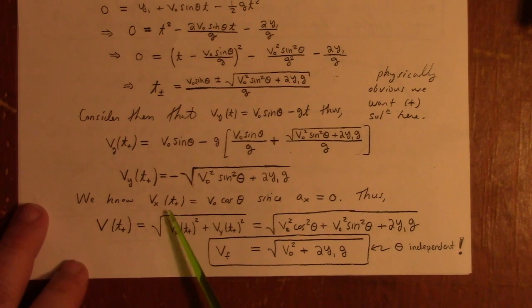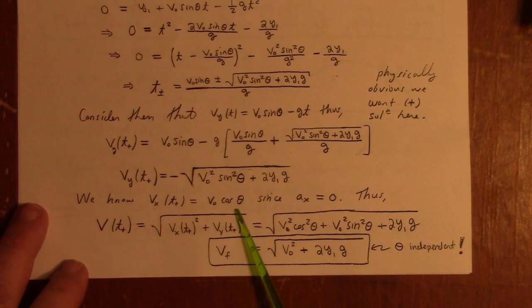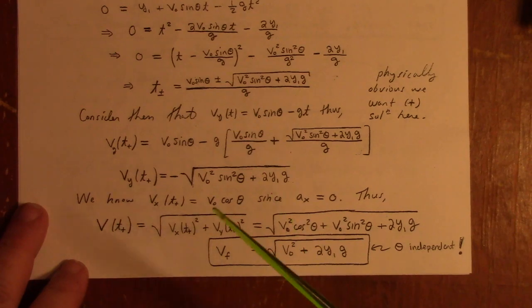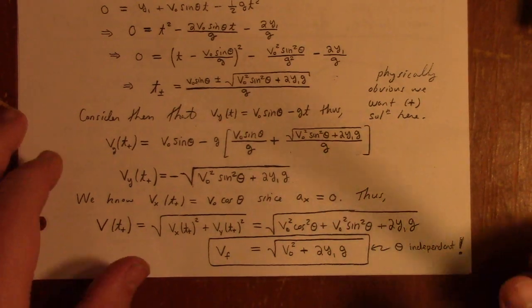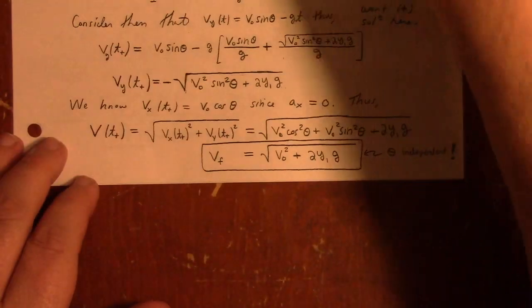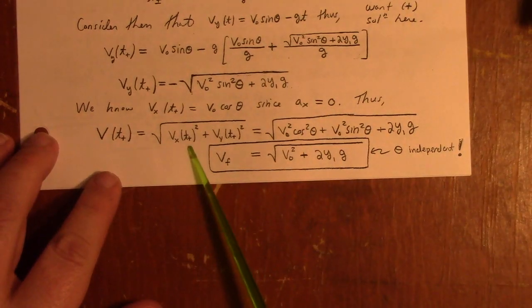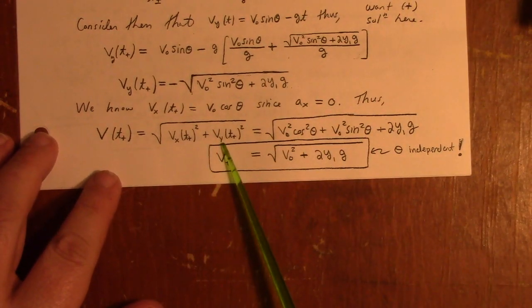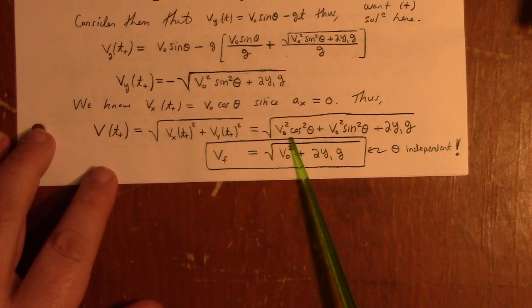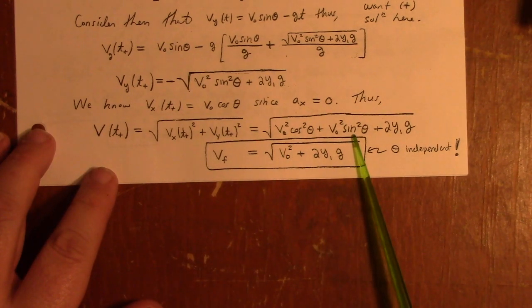But we know that the x velocity is constant, and it's v0 cosine theta, so what's the speed? Well, we're in two dimensions, so it's the square root of the x part squared plus the y part squared, vx final squared plus vy final squared. And so that gives you a cosine squared. The other one gives you a sine squared. And look at that.